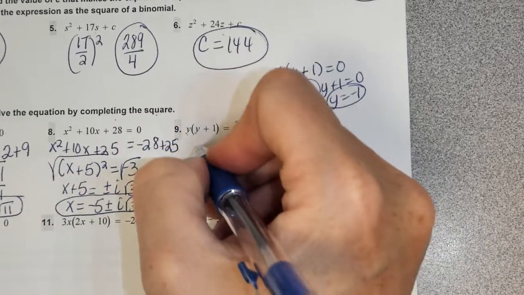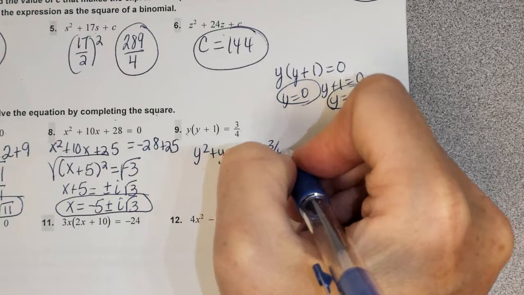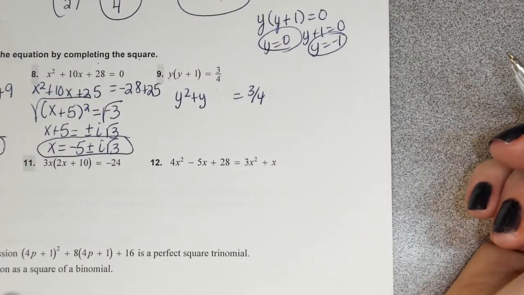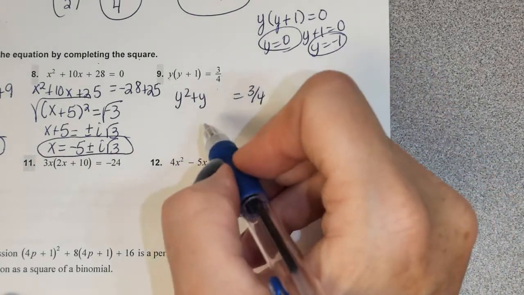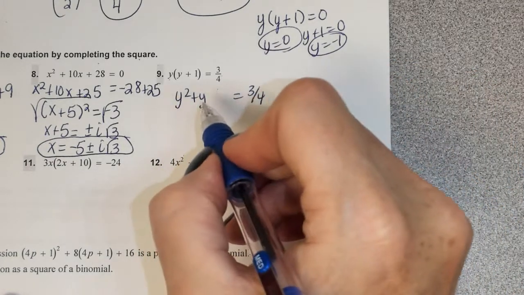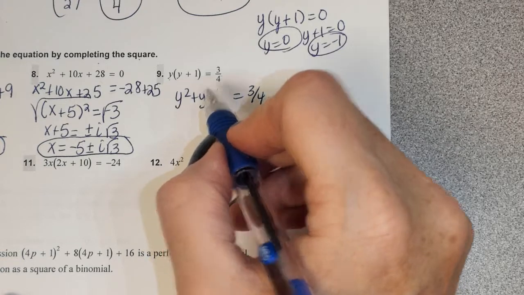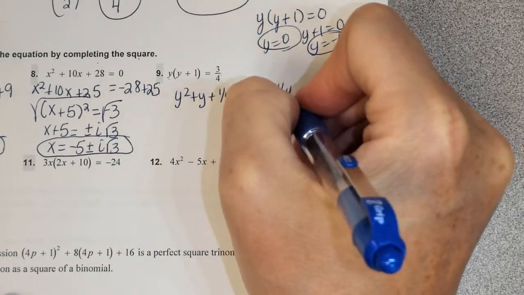So we distribute here. I'm going to keep the 3/4 where it is. Okay, now you have two options. You could get rid of the fraction by multiplying the whole thing through by 4, but it makes the problem a lot harder. I would keep it like this. So you're going to take half of 1 and square it, and what do you get? 1/4. So you're going to do 1/4 here and 1/4 here.